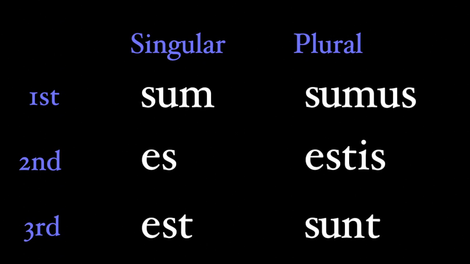So why is sum irregular, while amo, amare, to love, is not? It boils down to the age and importance of the verb. Sum is probably the oldest and most basic verb, since it's just a linking verb that connects two nouns. But it's also probably the most important. It is the most common verb in Latin literature, and especially since it's used in forming many other different tenses for other verbs. And really, can you imagine a language without to be?